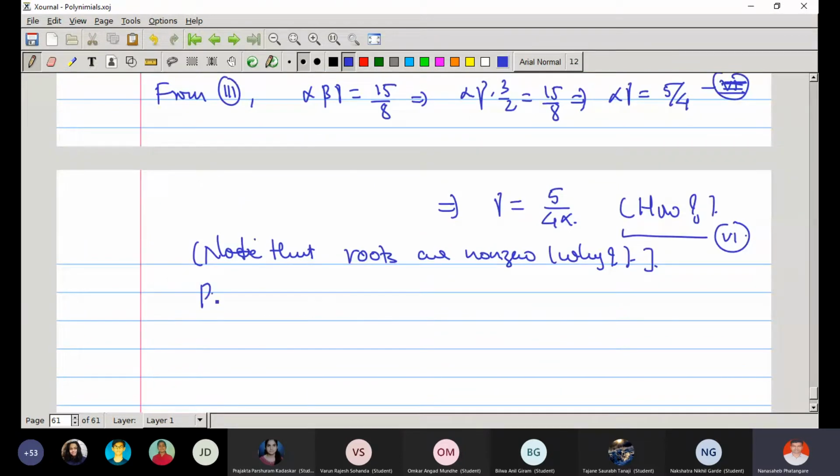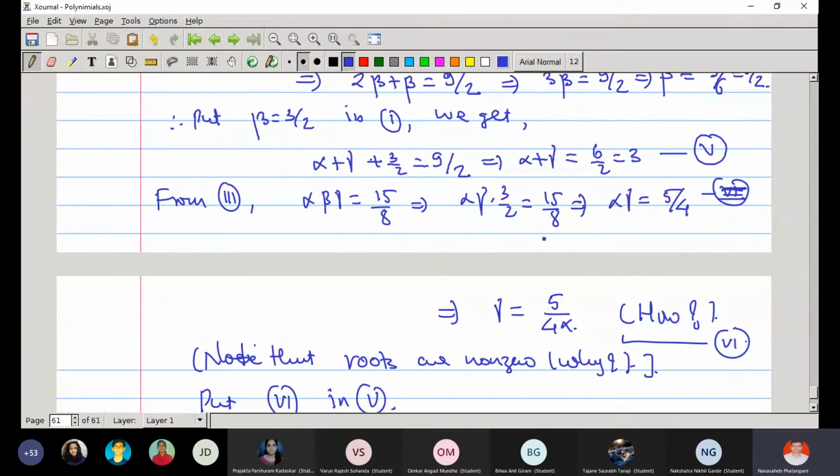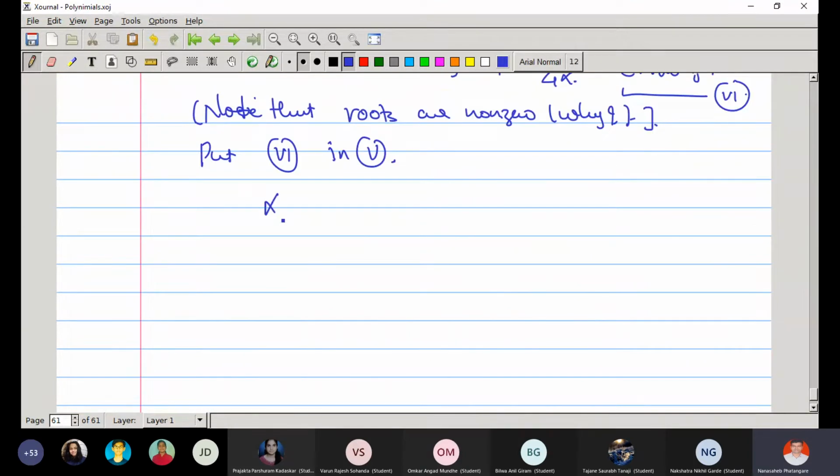So put expression 6 in 5. What is 5? Alpha plus gamma is equal to 3. But what is the value of gamma? 5 by 4 alpha. So alpha plus 5 by 4 alpha is equal to 3. That means 4 alpha square plus 5 is equal to 12 alpha, or 4 alpha square minus 12 alpha plus 5 is equal to 0.